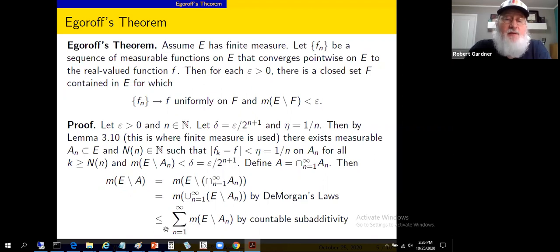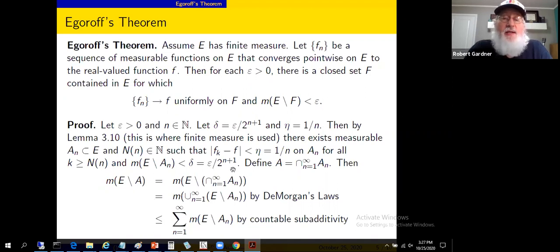We can write that as less than or equal to the sum of the measures of the constituent parts. Hey, these constituent parts, the measure of E set minus A sub n, we were just talking about that. We know the measure of E set minus A sub n is less than epsilon over 2 to the n plus 1. We chose the A sub n's that way, and we can do that by the lemma. So we've got the measure of E set minus A less than or equal to this sum, and we know each of these terms is less than this. We'll pick up with that on the next slide.